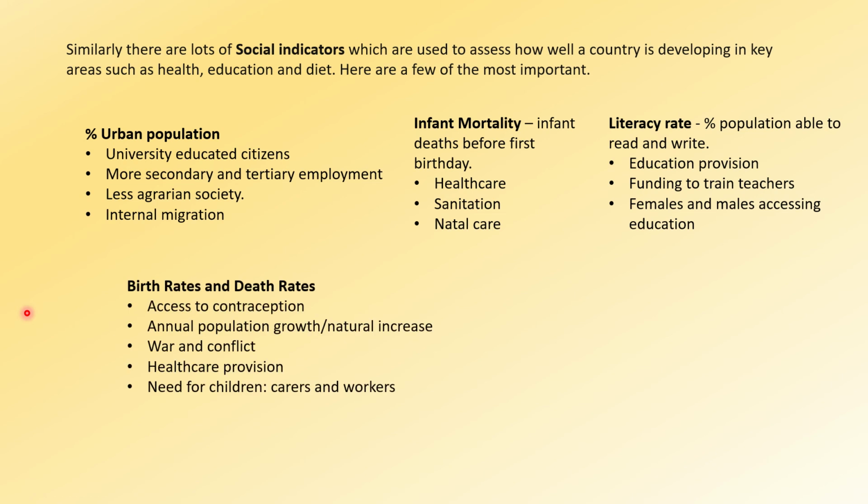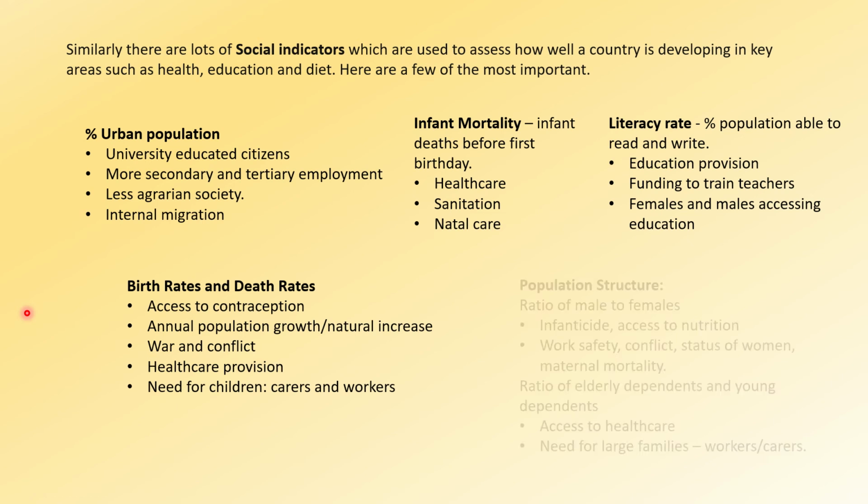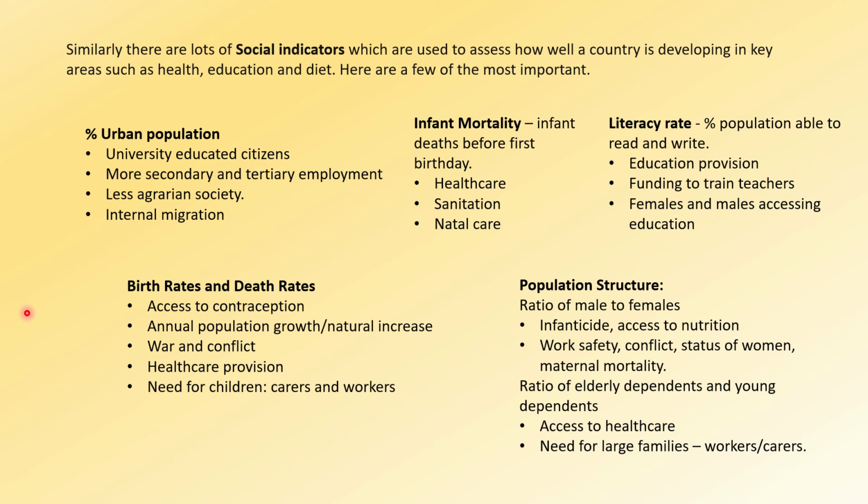The birth and death rate tell us about access to contraception. They tell us whether there may be war and conflict. It tells us whether birth rates are high, we need children as carers and workers. And finally, you might look at a population pyramid and look at the population structure. And if you've looked at the population unit already, this will be familiar to you. But the ratio of males to females, for example, on a population pyramid tells you much about that society. The ratio of elderly to young also tells us about that society.